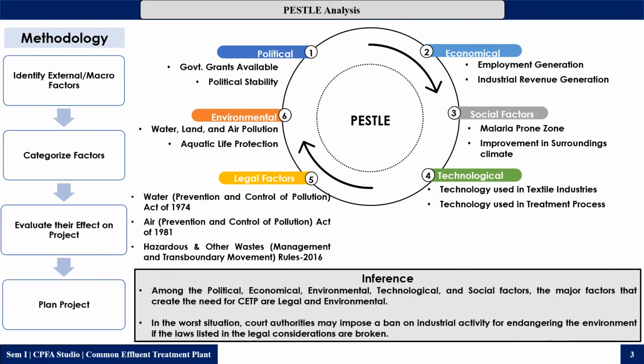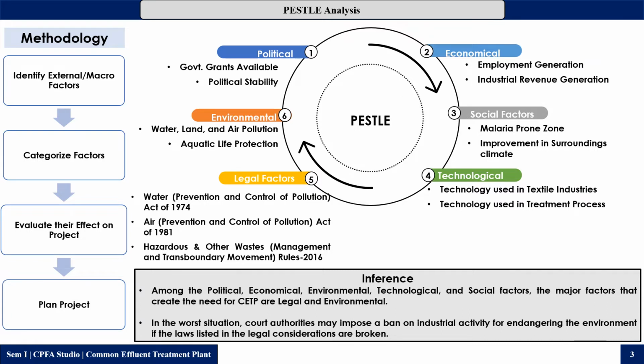So now moving further to the PESTEL analysis, let's talk about the methodology adopted for the PESTEL analysis. First, we have identified the external macro factors, then we categorized the factors, then we evaluated their effect on the project, and then the project is planned. PESTEL analysis is basically political, economical, social factors, technological factors, legal factors, and environmental factors. These are all the external factors which can affect the project.